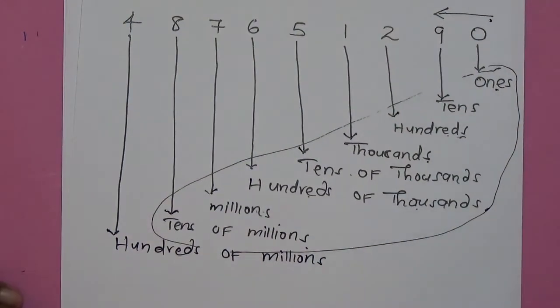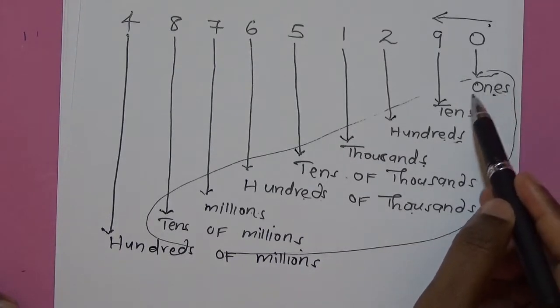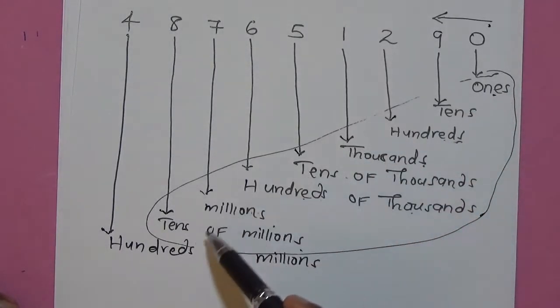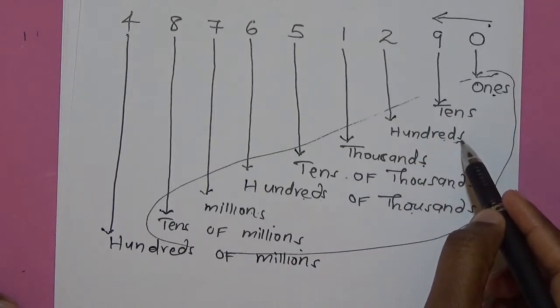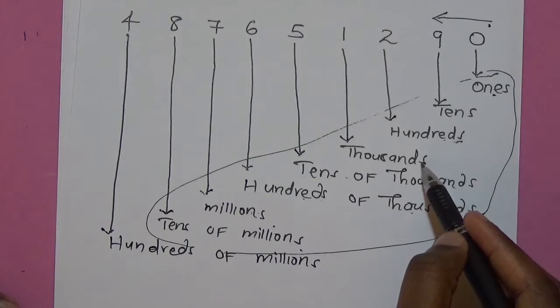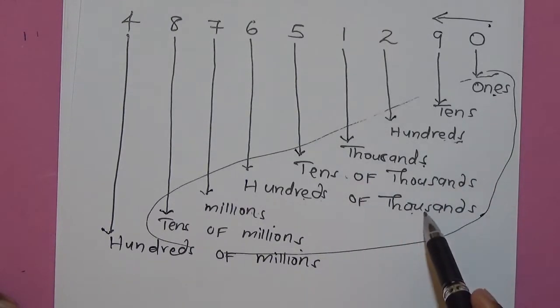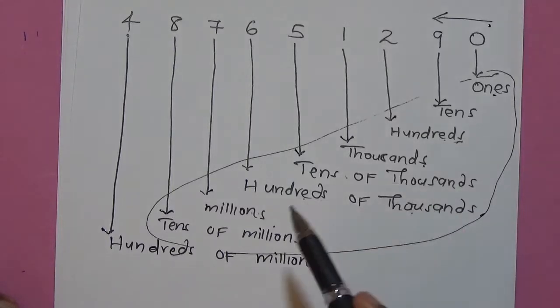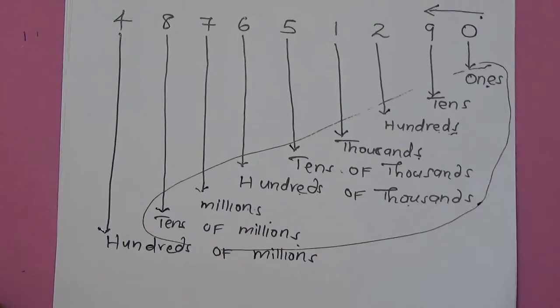So, the point which I want you to understand is you have to get this arrangement on how they follow each other. You have ones, tens, hundreds. After that, you go into thousands. You have thousands, tens of thousands, hundreds of thousands. After that, you go into millions. You have millions, tens of millions, and hundreds of millions. So, that is what you have to know about the place value.